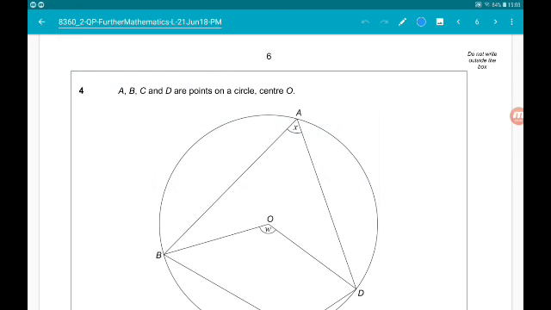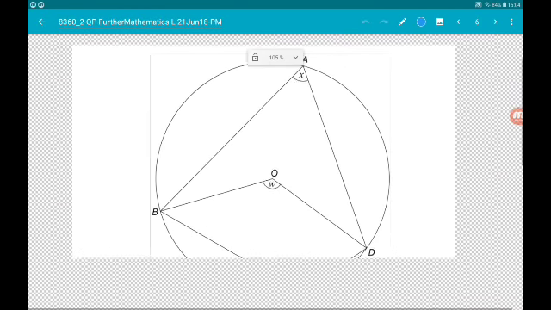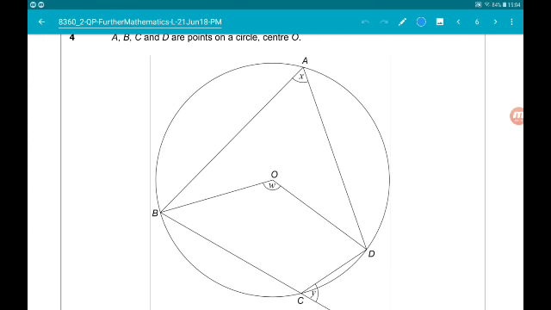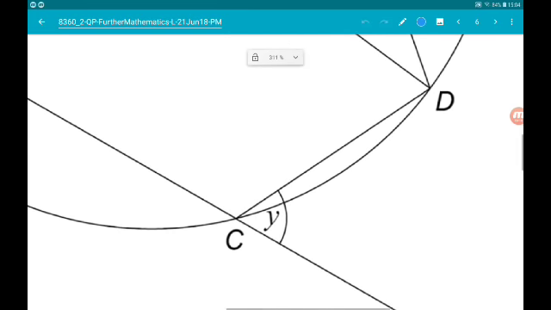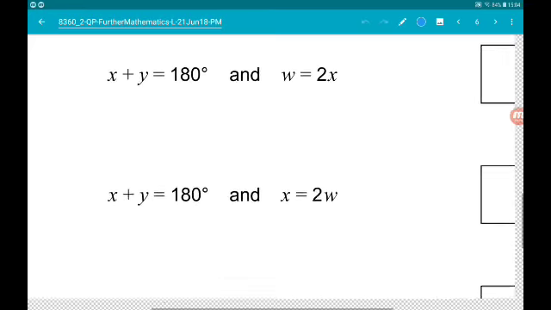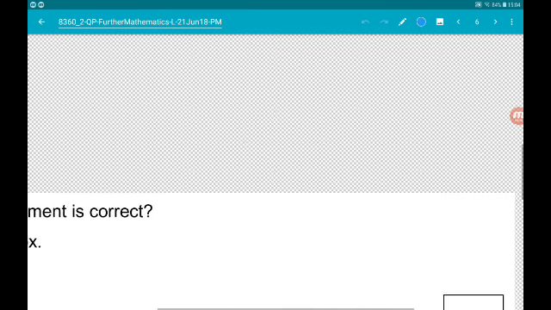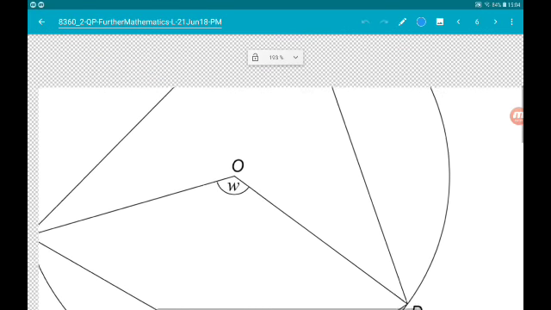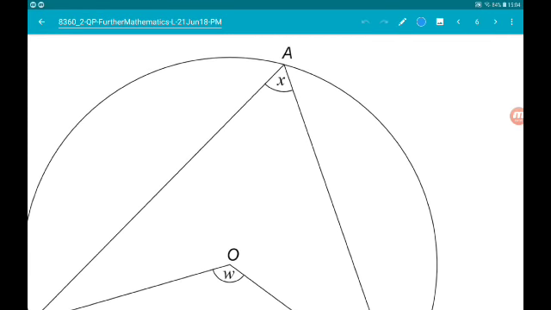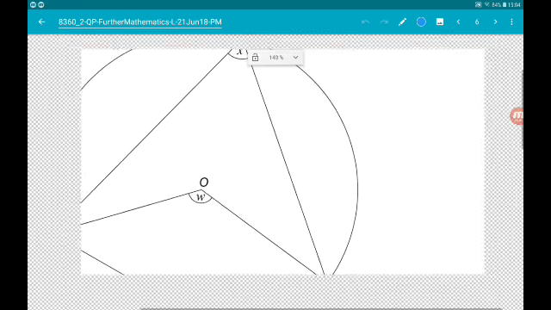Question 4, we've got a cheeky little 1 mark multiple choice circle theorem question. So A, B, C and D are points on a circle. So we can see we have an arrowhead going on and a cyclic quadrilateral. Now, we've got some statements and we want to tick the correct one. So let's just see what's going on. So using the old arrowhead theorem, we can say that w is equal to 2x.